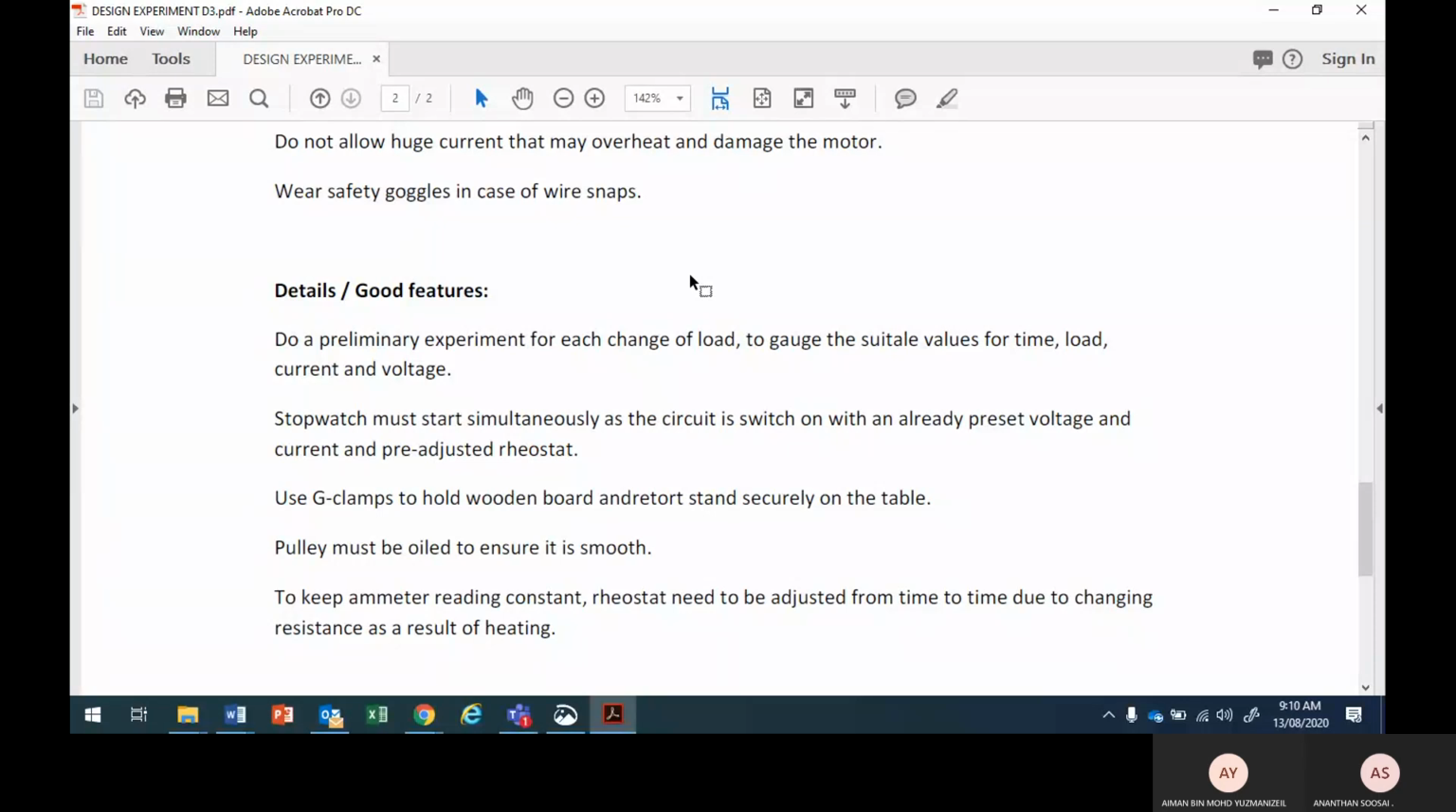Don't have too much power, then it's going to rise up fast. Don't have too much load, it's going to slow down. So you must do a preliminary setup first to check. The time should be maybe 4 or 5 seconds, reasonable timing, not too short, not too long. Too long is okay, good, but time consuming.